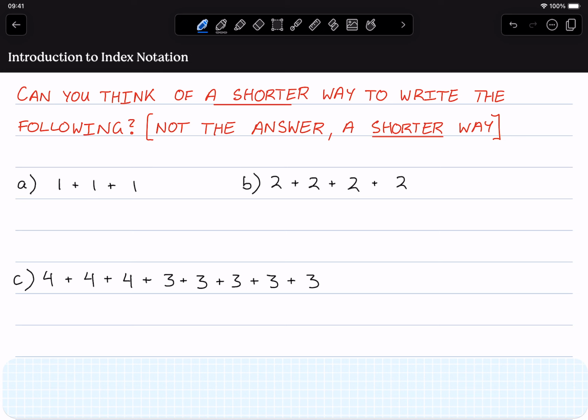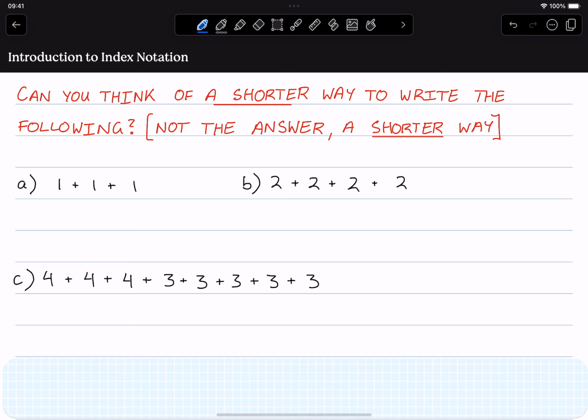To introduce this idea, I want you to think about a shorter way to write the following questions. So we have 1 plus 1 plus 1, 2 plus 2 plus 2 plus 2, 4 plus 4 plus 4, plus 3 plus 3 plus 3 plus 3 plus 3. Note that I don't want the answer to these. I want a shorter way to rewrite these questions. I'll give you a moment to think about this. All right, and here we go, in 3, 2, 1.